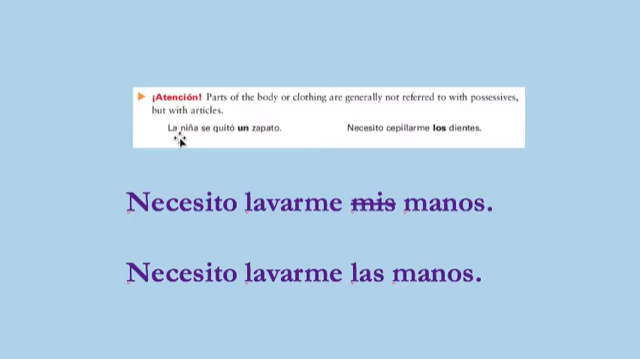Por ejemplo, la niña se quitó un zapato instead of su zapato. Or necesito cepillarme los dientes, not mis dientes. Necesito lavarme las manos, not mis manos. It's sort of redundant in this way, so they don't say both me here and mis here. It's like, whose else's hands could you be washing if it's already lavarme, right? So they just say las manos.